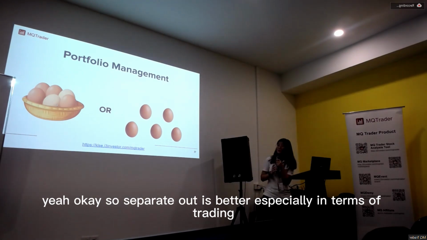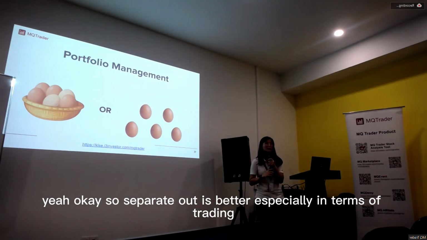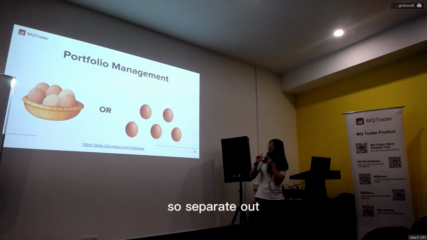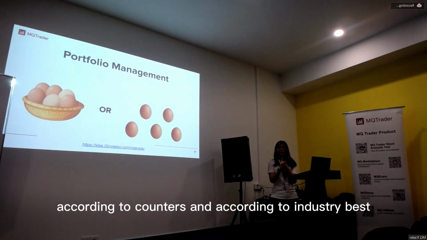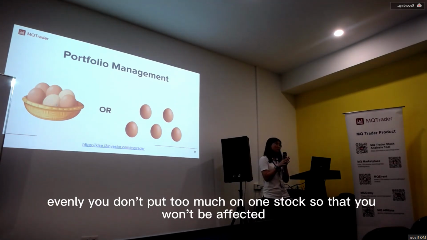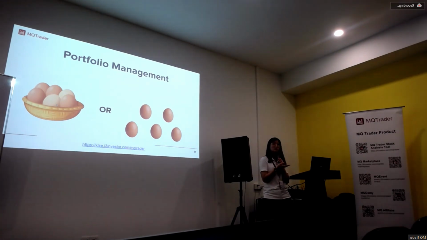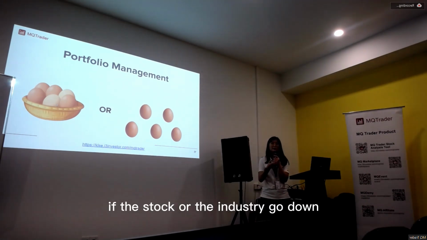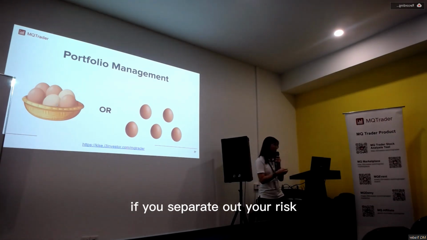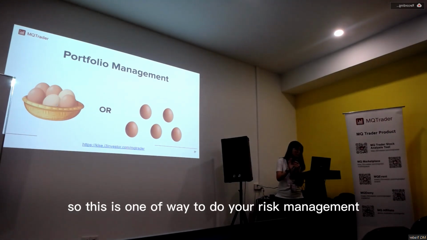Okay, so separate out is better, especially in terms of trading, because you won't be affected by just one stock. So separate out according to counters and according to industry sectors, and then separate out evenly. You don't put too much on one stock so that you won't be affected by just one stock. If the stock or the industry goes down, like tech stocks suddenly go down, you won't be affected so much if you separate out your risk. So this is one of the ways to do your risk management.